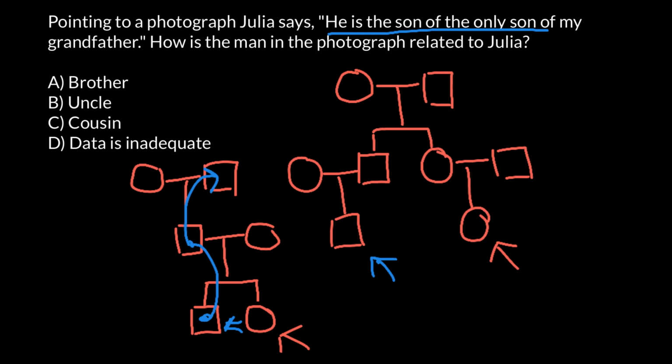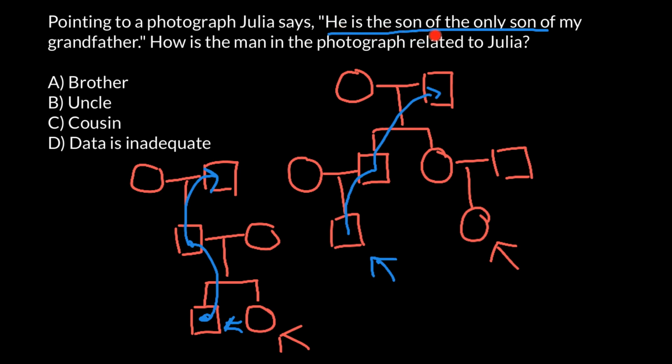He is the son of the only son of my grandfather. And let's check. Here is Julia, and this person is her grandfather, and this person is also the grandfather of this person. But as you see, this time this boy, or it can be an adult person, would be a cousin of Julia. So now let's analyze which answer to choose.